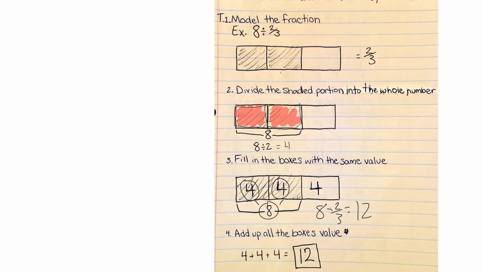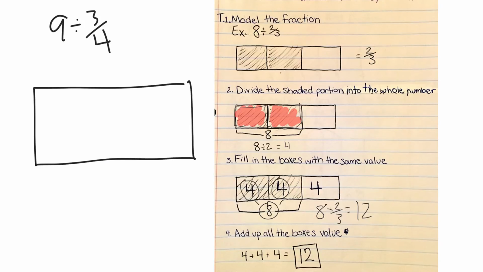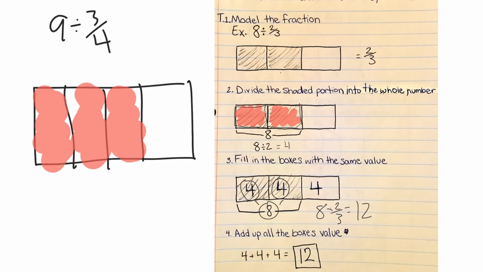So let's say we're doing 9 divided by 3/4. Step number 1, model the fraction. So let's go ahead and draw 3/4. There's my bar, and I got 1, 2, 3, 4. And we know that 3/4, I'm going to shade 3 of these. 1, 2, and 3. So that's 3/4, right?